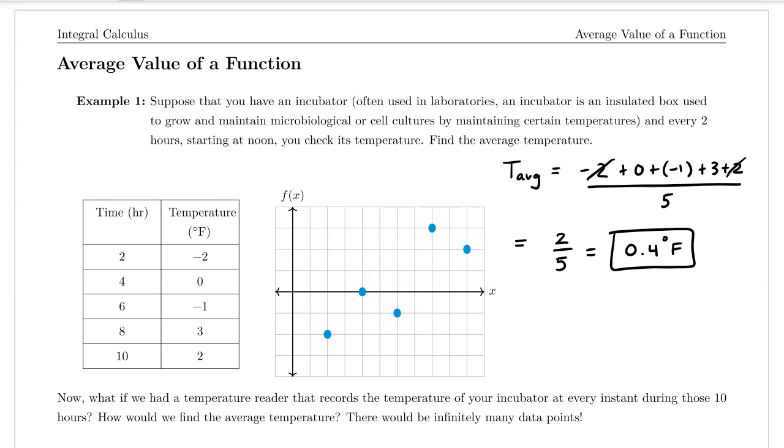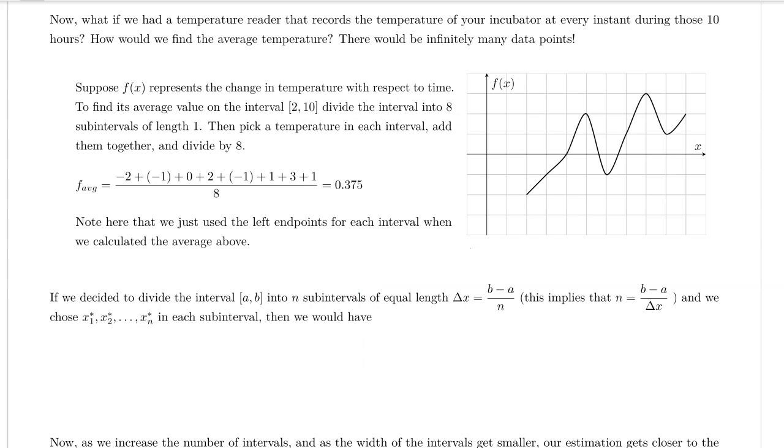Now, what if we had a temperature reader that records the temperature of your incubator at every instant during those 10 hours? How would we find the average temperature? There would be infinitely many data points. Suppose f of x represents the change in temperature with respect to time. To find its average value on the interval from 2 to 10, divide the interval into 8 subintervals of length 1, then pick a temperature in each interval, add them together, and divide by 8. So this tells us that the average value of our function is 0.375 degrees Fahrenheit.